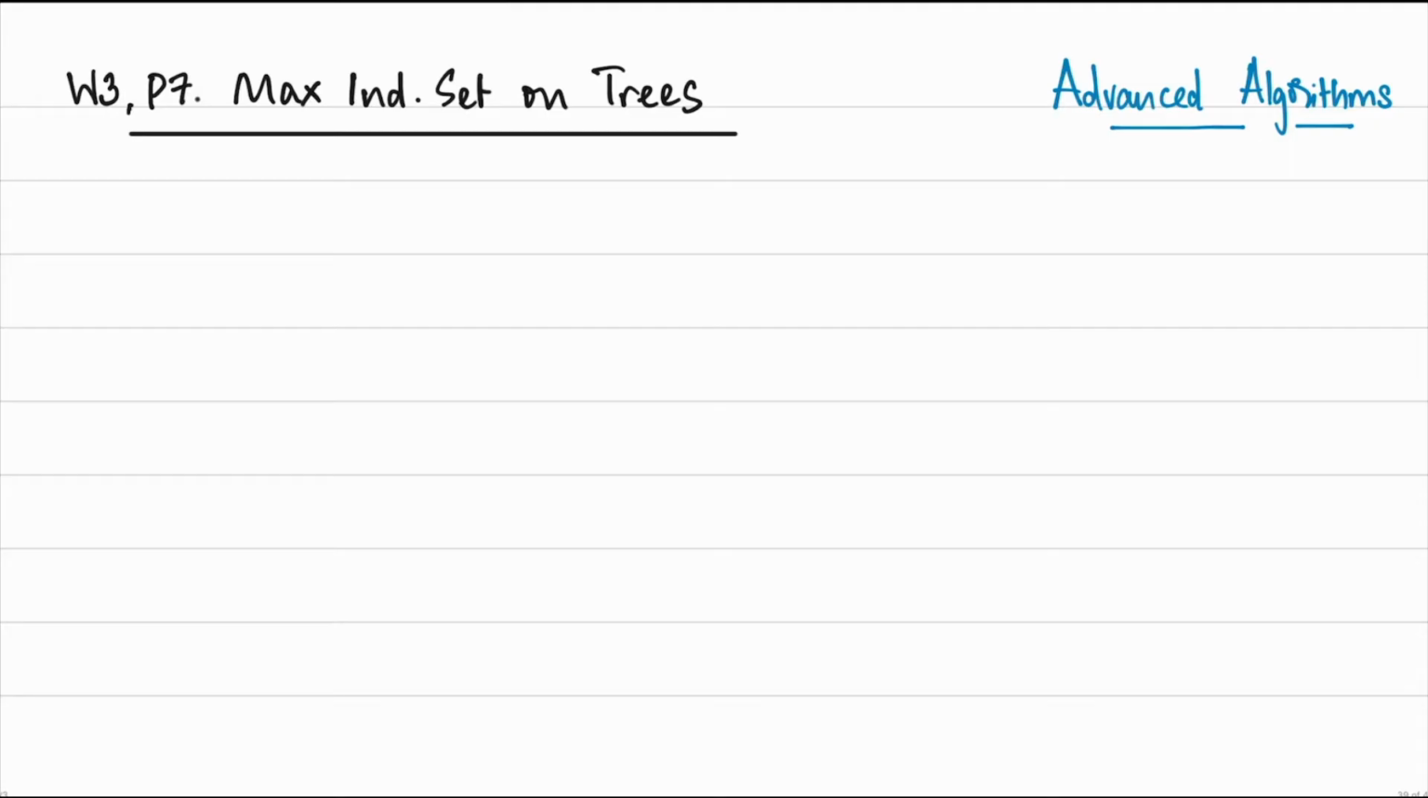Alright, so welcome back to the seventh and the final part of the third week on dynamic programming algorithms. And in this video, I want to introduce you to a problem called the maximum independent set problem. And we are going to be looking at this problem on the class of graphs which are called trees.